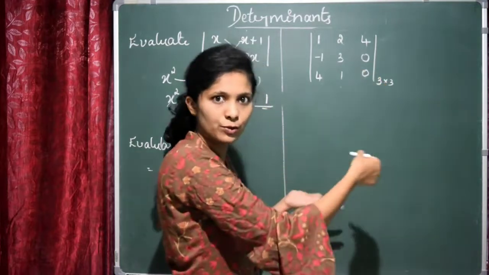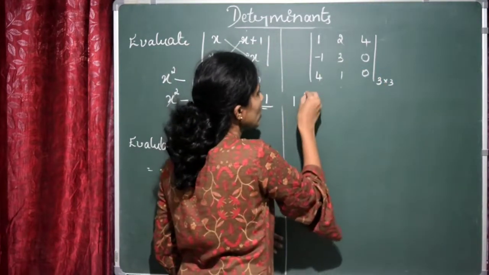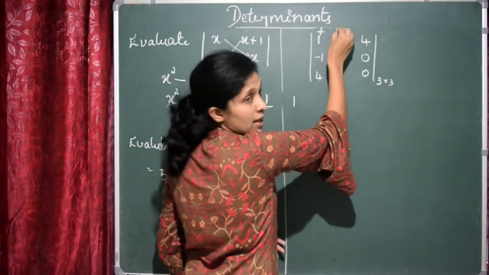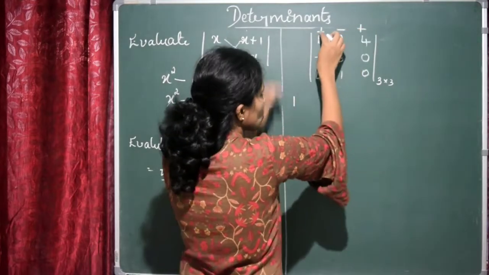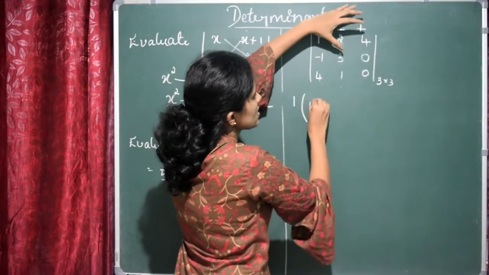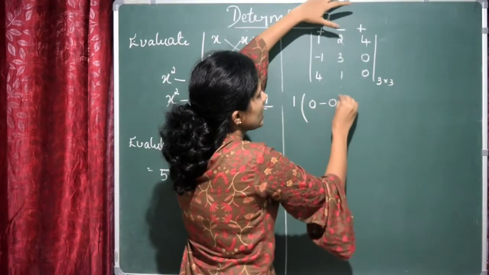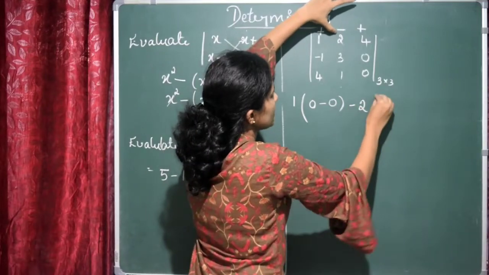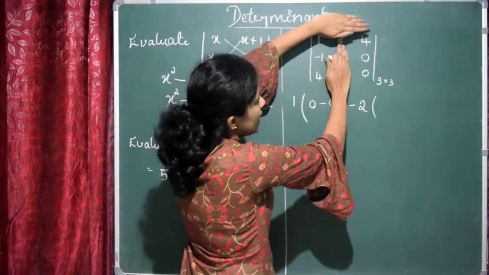Or else you can go with the first row itself. I'll go with the first row. This is plus, then minus, and this is plus. So plus 1 into, I'll delete first row, first column, 3 into 0, 0, 1 into 0, 0, right? Next minus 2. Is it clear? Minus 2, I'll delete the first row and the second column.